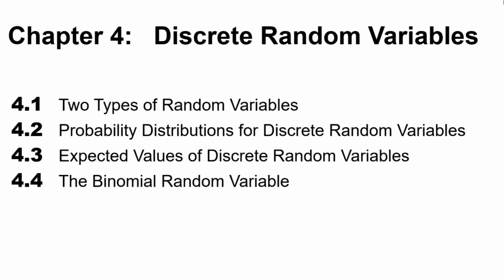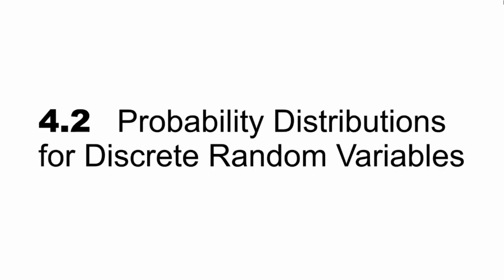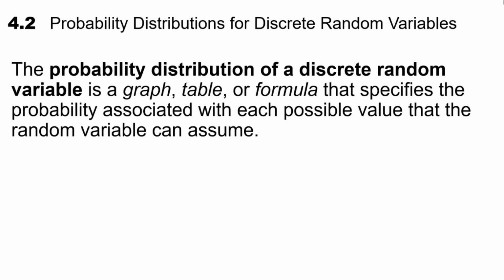Chapter 4, Discrete Random Variables. 4.2, Probability Distributions for Discrete Random Variables. The probability distribution of a discrete random variable is a graph, a table, or a formula that specifies the probability associated with each possible value that the random variable can assume.